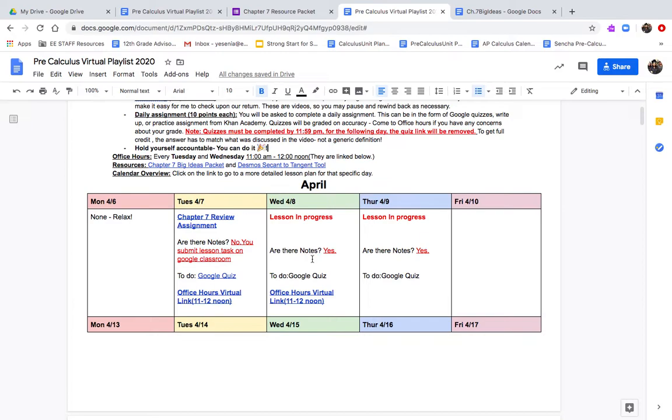First off, it's not going to be necessarily notes. There's going to be a Google Classroom submission plus a Google quiz. So it says, are there notes? No, but you're going to submit the task on Google Classroom today. So what is the task?